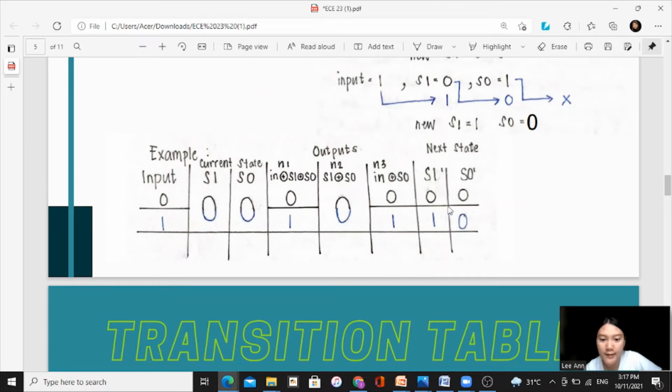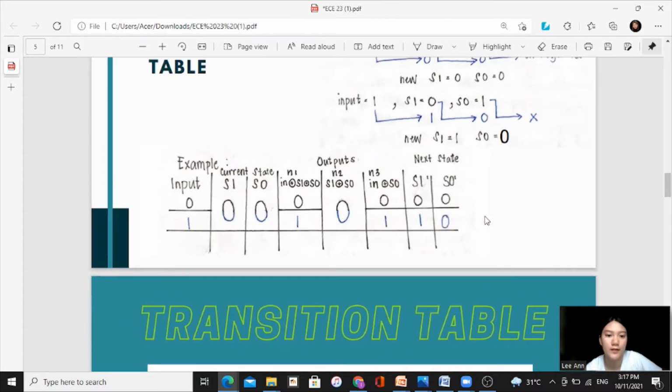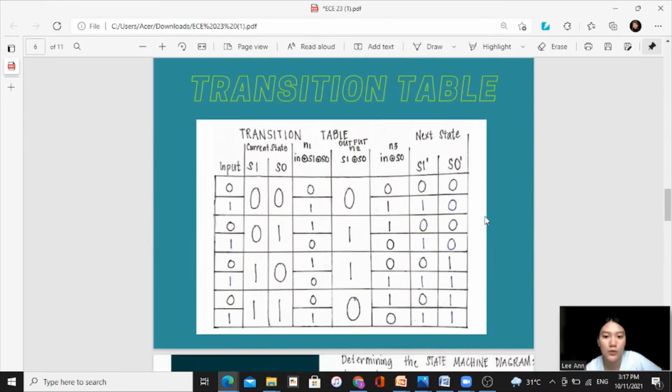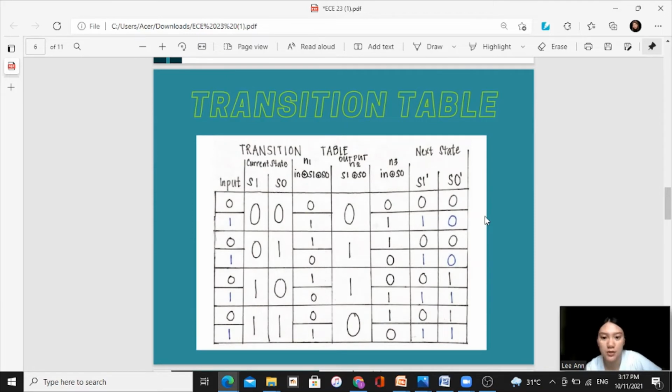And for the next state, we're going to base it on the input side. So we are going to move 1 to the right, so S1 would be 1, and S0 will be 0. So the next state is 1 and 0. That's how easy it is to determine the values of our transition table.